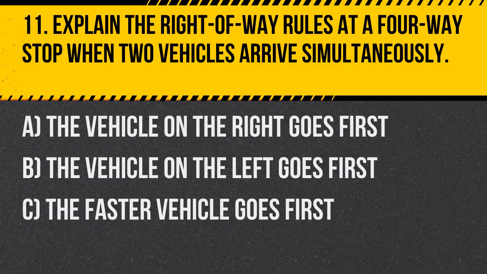Question 11. Explain the right-of-way rules at a four-way stop when two vehicles arrive simultaneously. A. The vehicle on the right goes first. B. The vehicle on the left goes first. C. The faster vehicle goes first.